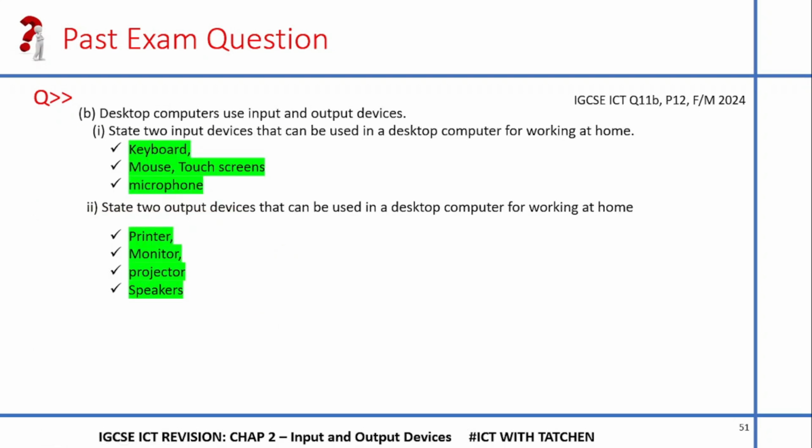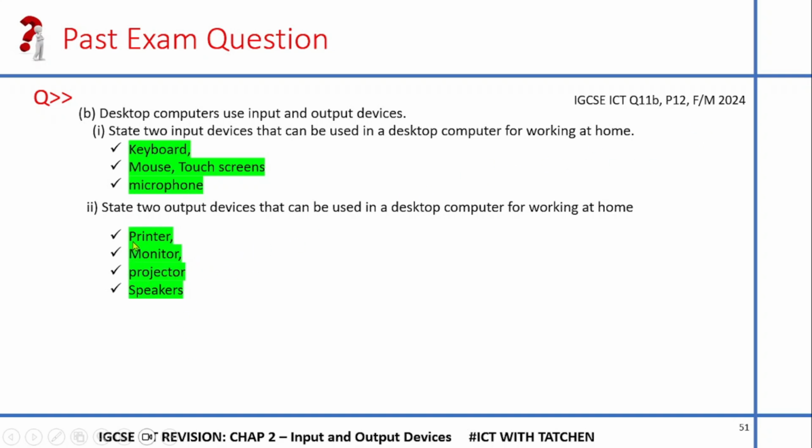And the next question is desktop computers use input and output devices. State 2 input devices that can be used in a desktop computer for working at home. First, keyboard, mouse, touchscreen, microphone, and many others. And then the next one, state 2 output devices that can be used in a desktop computer for working at home. Very practical, very easy questions you should catch. This is a 2024 question.